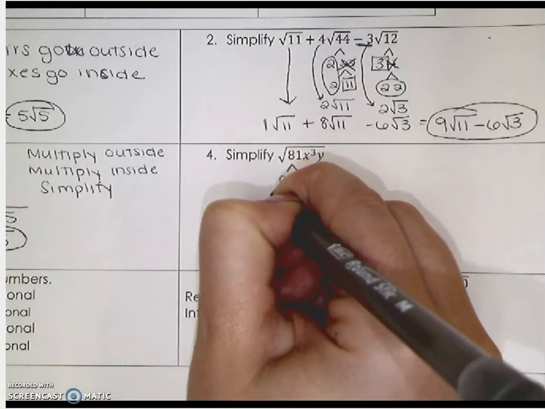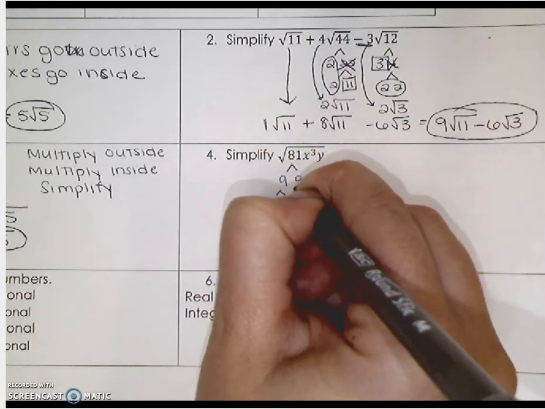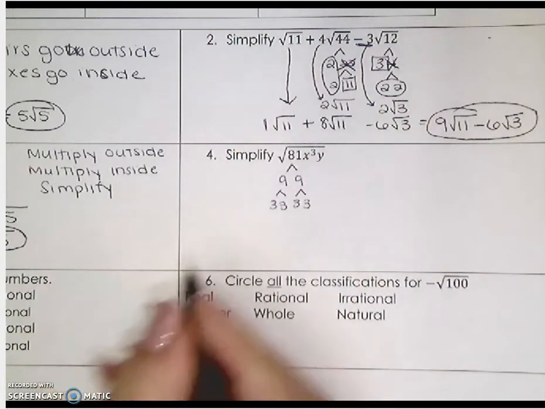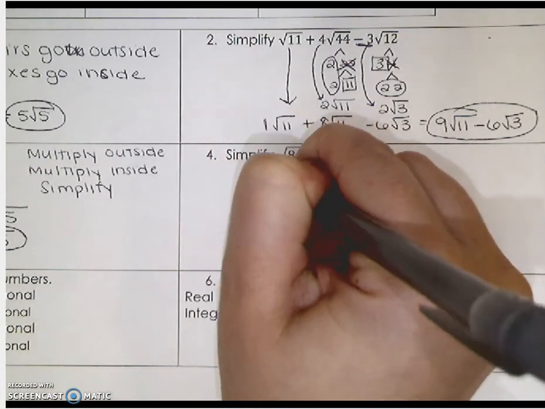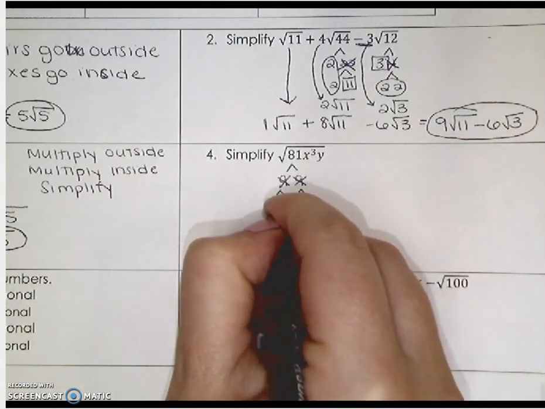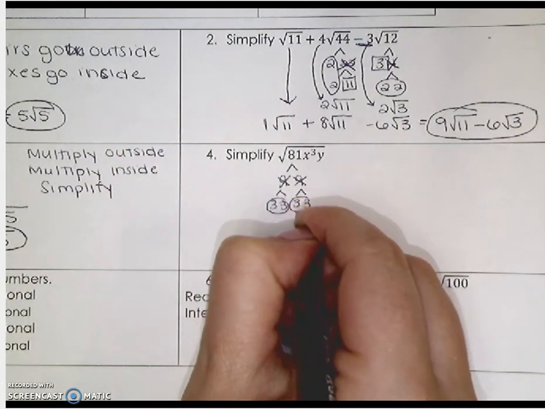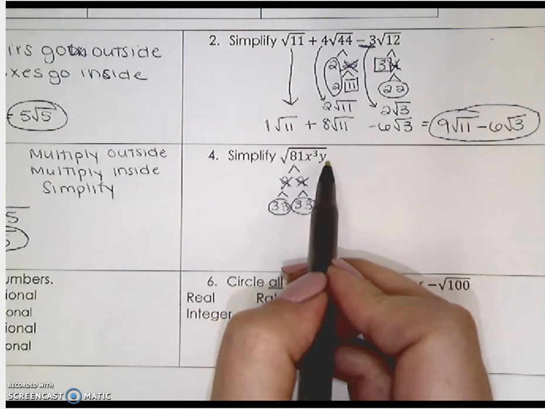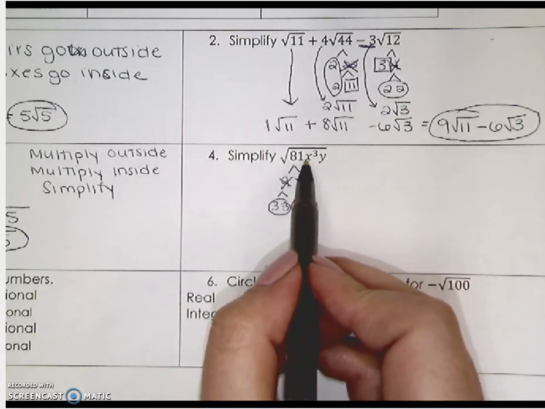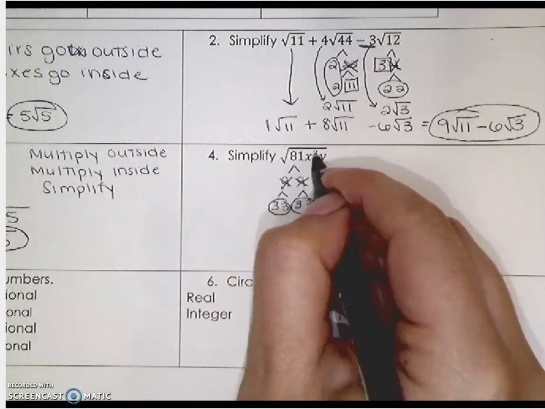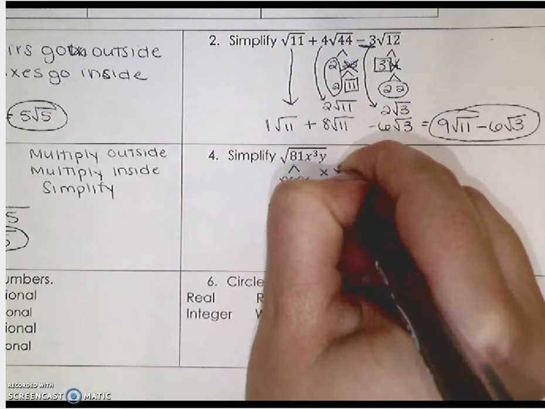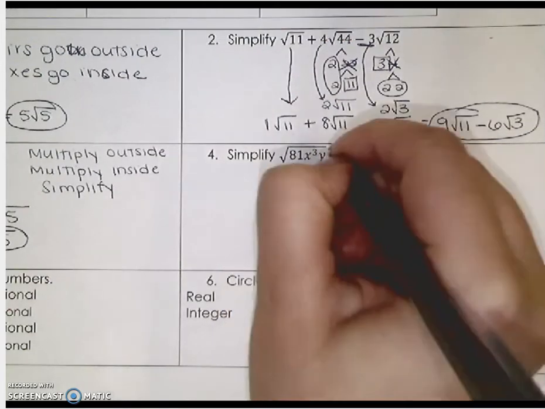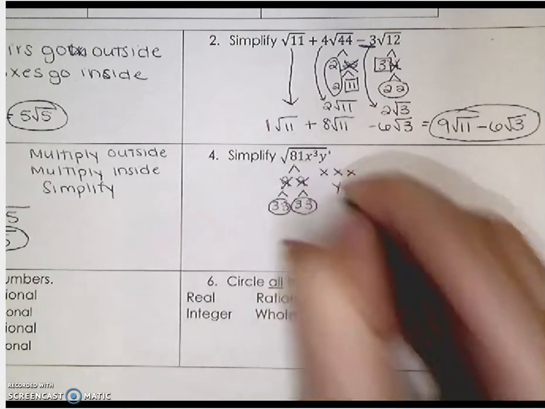9 could be broken down into 3 and 3 and 3 and 3. You cross out both 9s. I have a pair of 3s and another pair of 3s. This question does have variables, so I need to make sure that I write out my variables. X to the third, I draw 3 x's. Y to the first, I have 1 y.